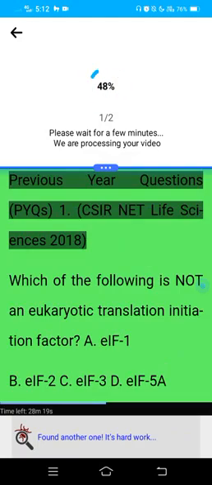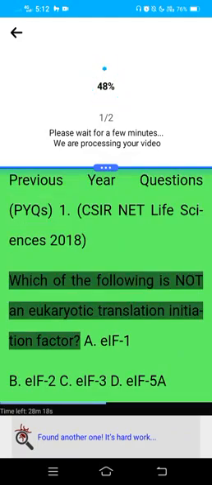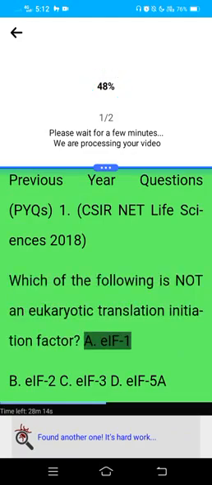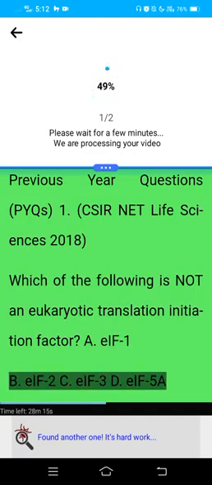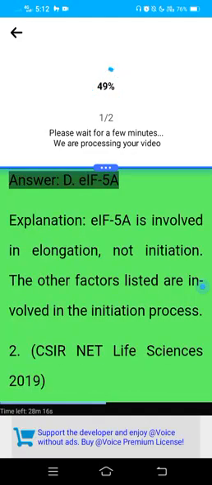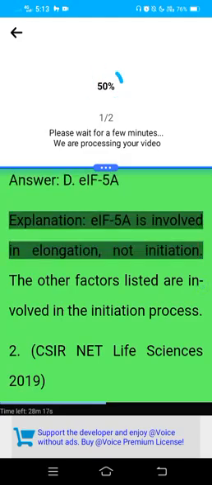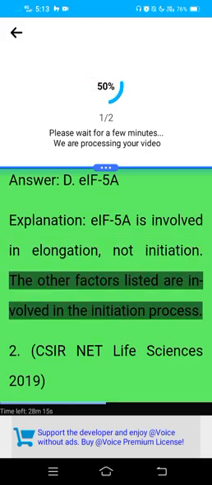Previous year questions. PYQs. 1. CSIR NET Life Sciences 2018. Which of the following is not a eukaryotic translation initiation factor? A. EIF1. B. EIF2. C. EIF3. D. EIF5A. Answer: D, EIF5A. Explanation: EIF5A is involved in elongation, not initiation. The other factors listed are involved in the initiation process.